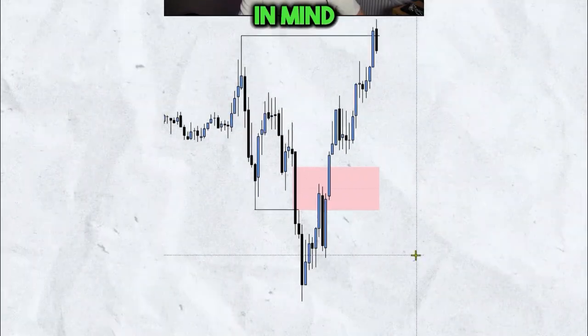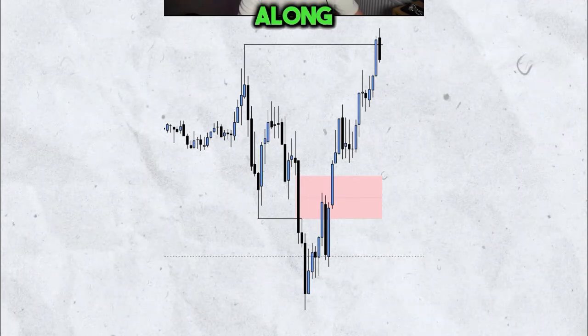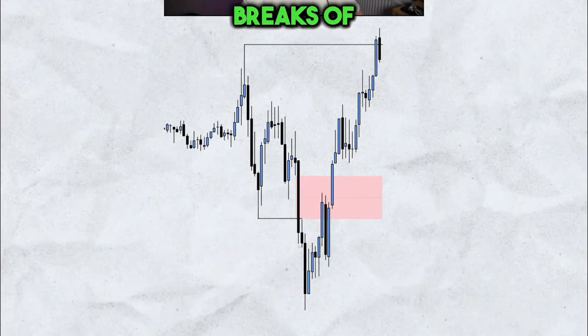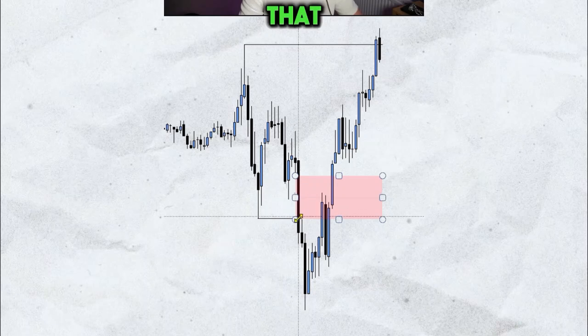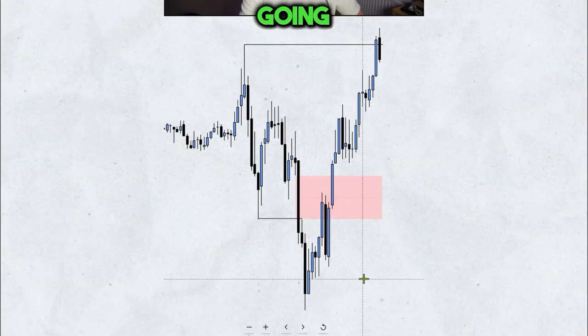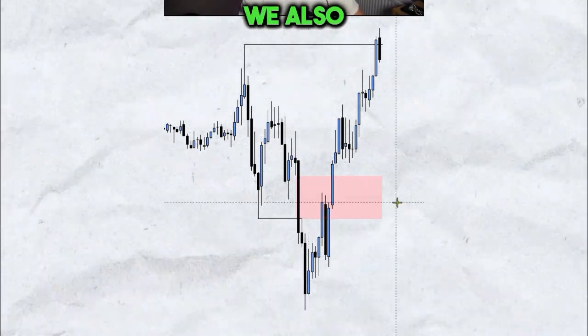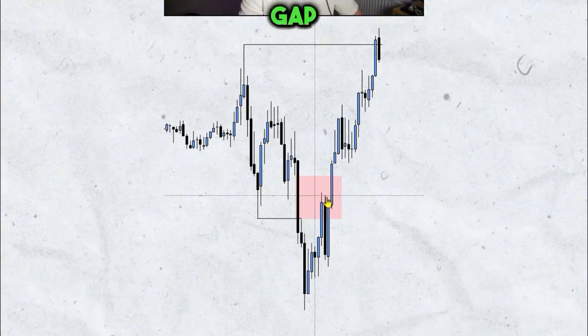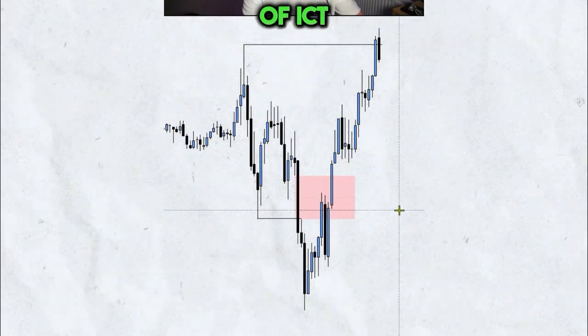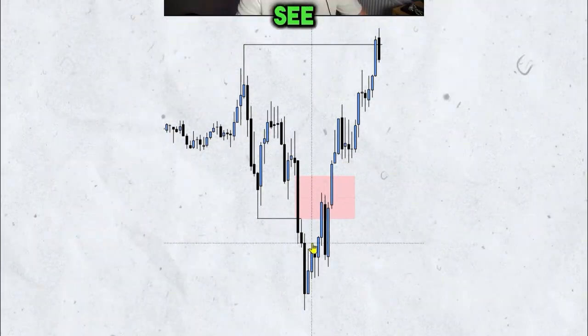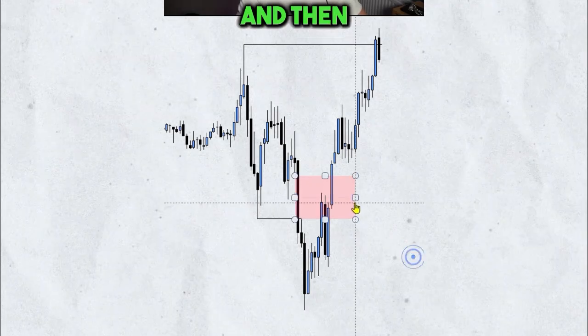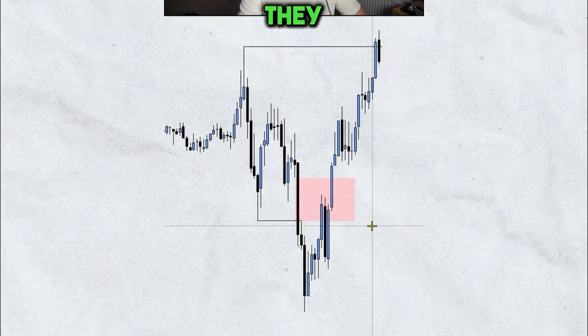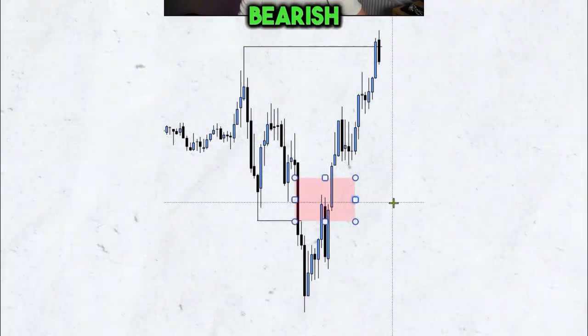Now, with this in mind, what that means if we are going along with market structure shifts and breaks of structure, etc., is that price action should keep on going down. And then, as you can see, we also have this bearish fair value gap in the market. So what a lot of ICT traders will do after they see this shift in the market structure and then they find a bearish fair value gap, they will look for shorts from bearish fair value gaps.